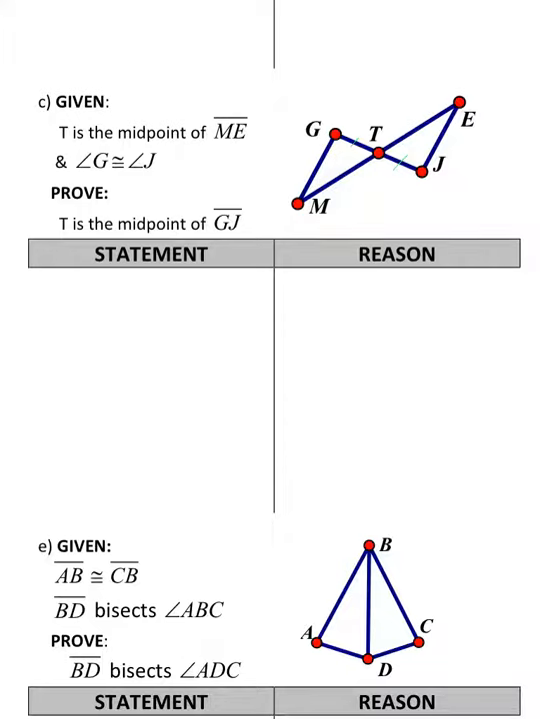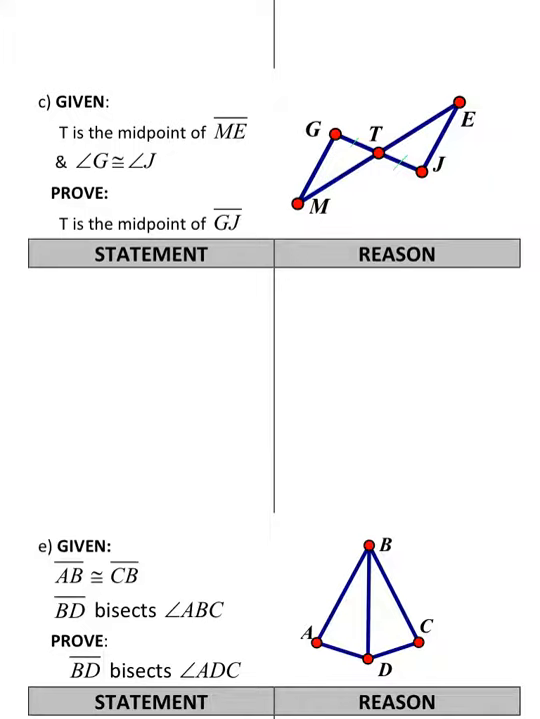And if you guys recall from previous work, if we can show that the two triangles are congruent, then we can show line segments GT and TJ are congruent because they're corresponding parts of congruent triangles, so they have to be congruent. So what we've been doing with our proofs, let's use the given information to show the triangles congruent, and then we can move from there.